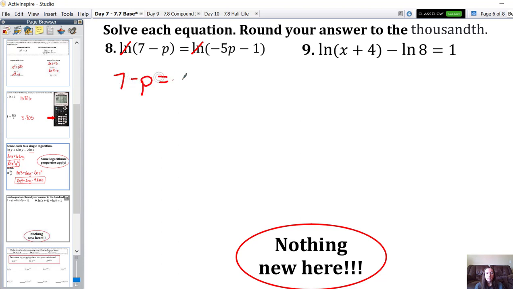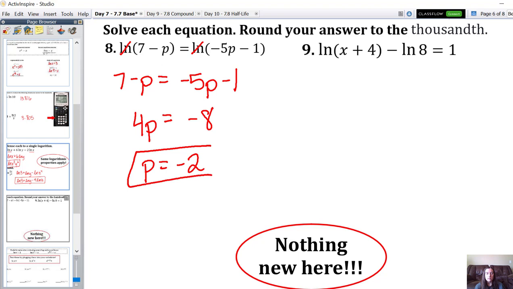7 minus p equals negative 5p minus 1. I'm going to start by adding 5p to both sides and subtracting the 7. Negative 1 minus 7 is negative 8. And then now I can divide by 4, so p here is negative 2. Let's go ahead and substitute that back in to make sure we don't have any negatives. 7 minus negative 2 is positive 9. Negative 5 times negative 2 is 10, minus 1 is still 9.